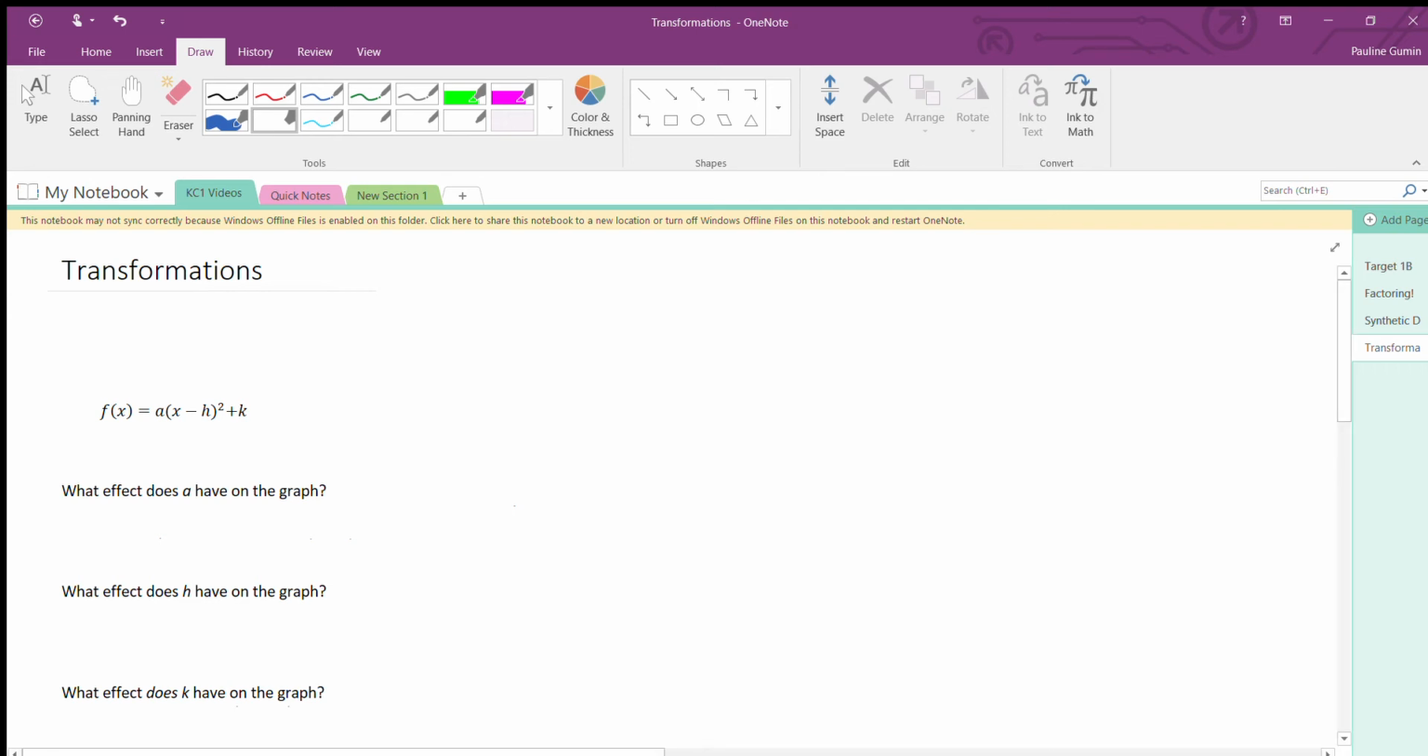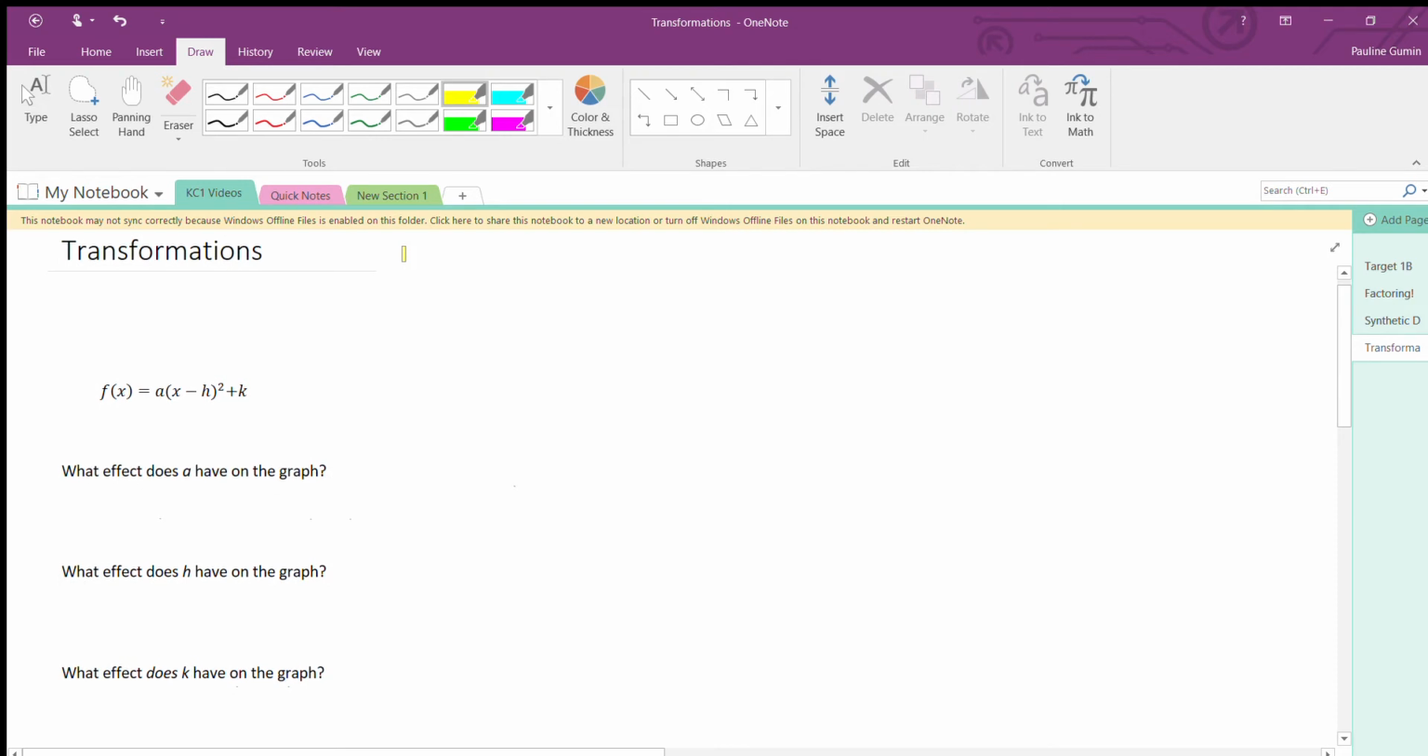Hello, today we are going to be talking about some transformations. Okay, so in front of you, you should see right here this f of x equals a times (x minus h) quantity squared plus k. That's the vertex form of a quadratic function. We're going to use this to model and understand our transformations.